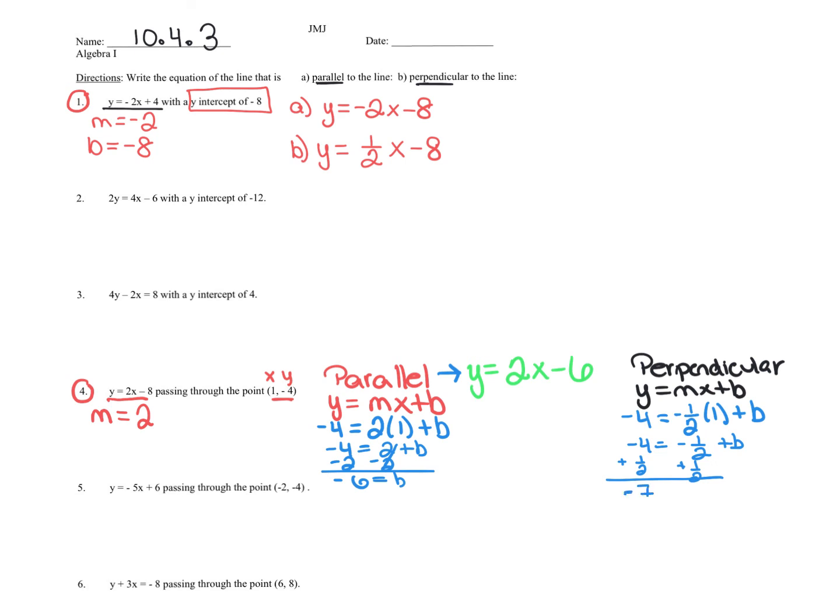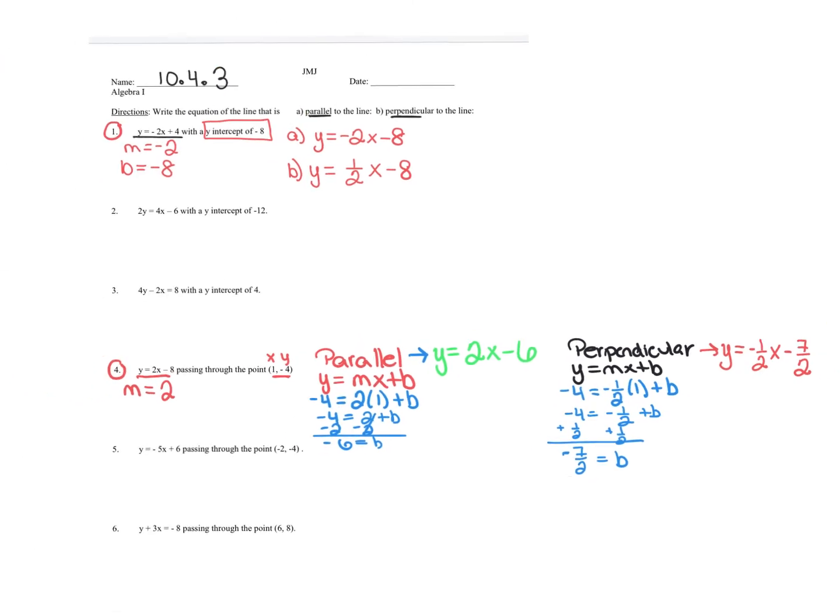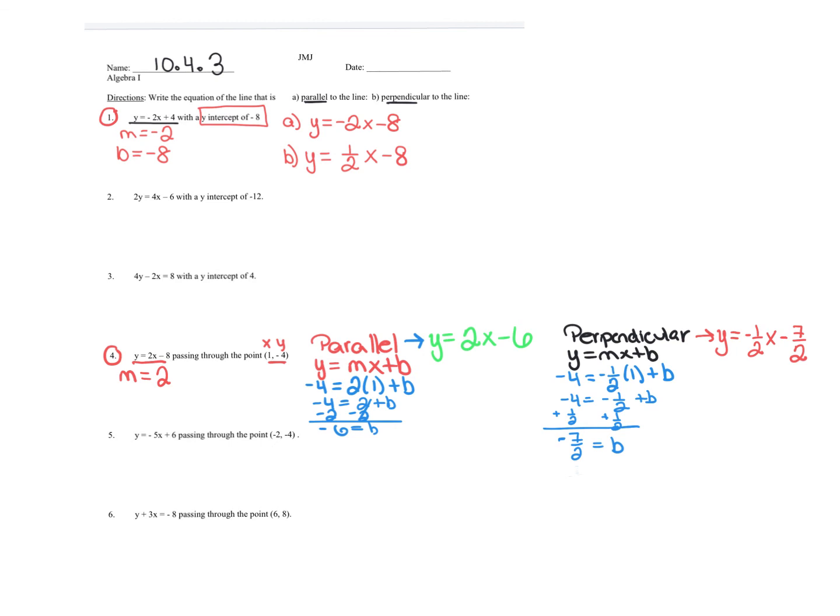-7/2 is our b value. So our perpendicular line is y equals that negative reciprocal slope with the new b value. Perpendicular is usually the little more difficult one because you have to worry about the negative reciprocals. So a lot of times the intercept may end up becoming a fraction. So that's where your calculator may come in handy.